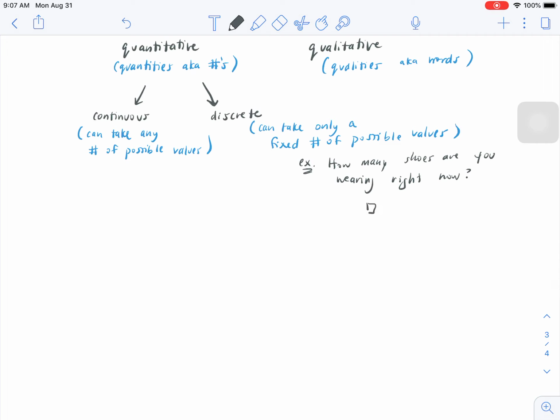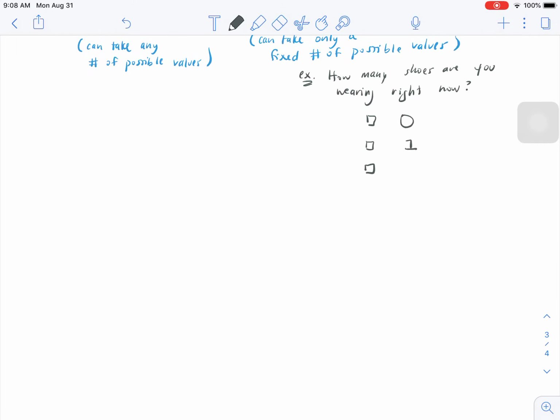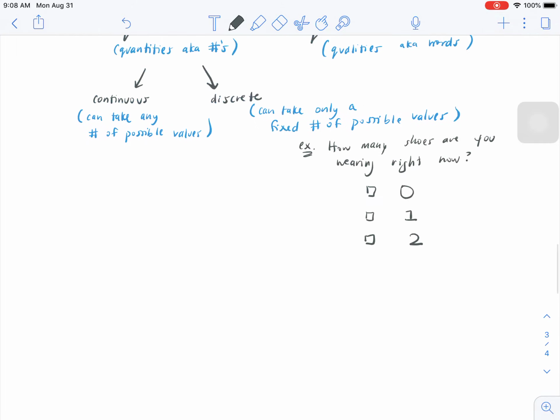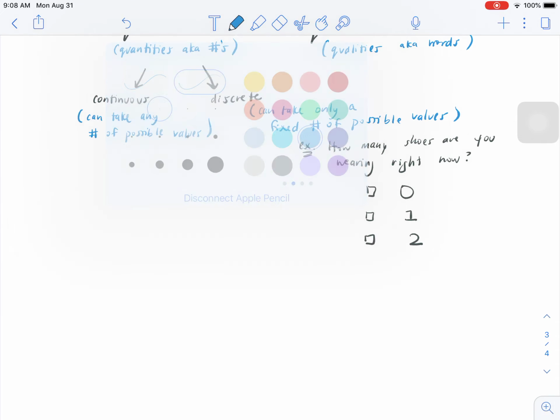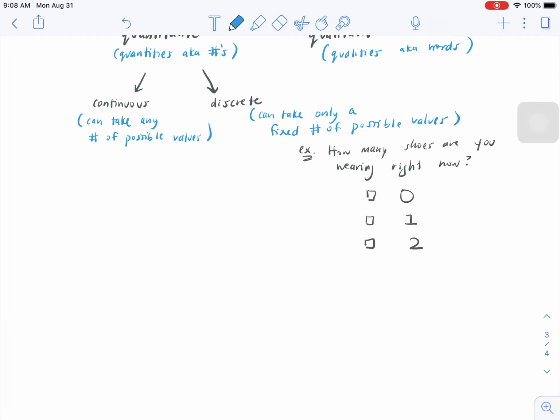You're either wearing 0 shoes, 1 shoe, I don't know, maybe you just put on your left foot, or 2 shoes, because you only have 2 feet, right? You can only wear 2 shoes at most. So this is a discrete random variable because there's only 3 possible values. I can ask this question as a multiple choice. So I'm either wearing 0 shoes, 1 shoe, or 2 shoes.